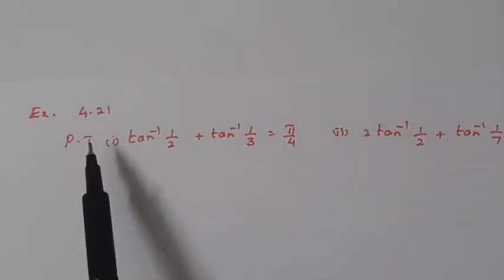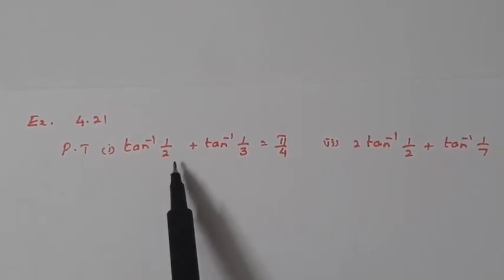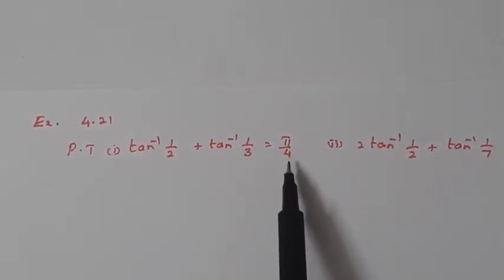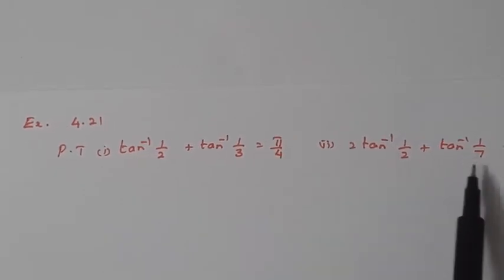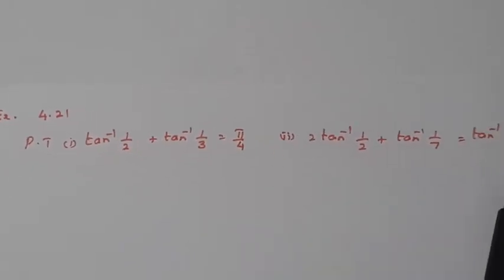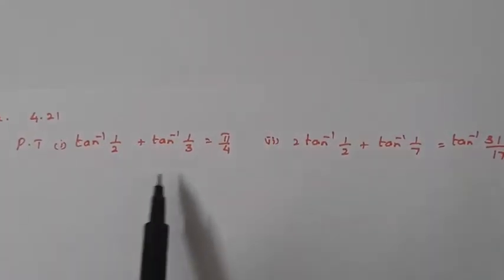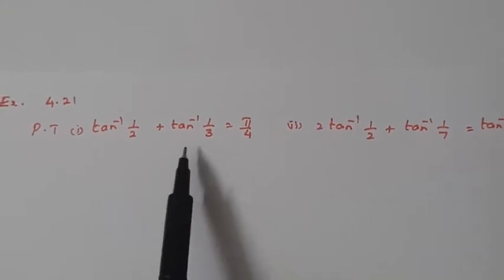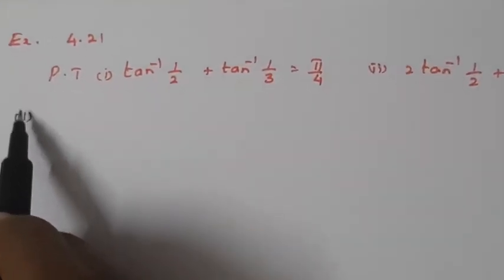Next, example 4.21. Prove that in first subdivision, tan inverse of 1 by 2 plus tan inverse of 1 by 3 is equal to pi by 4, and second subdivision, 2 tan inverse of 1 by 2 plus tan inverse of 1 by 7 is equal to tan inverse of 31 by 70. We are going to use the property to prove the problem, to show the left hand side and right hand side are equal. So, let us take the first one.